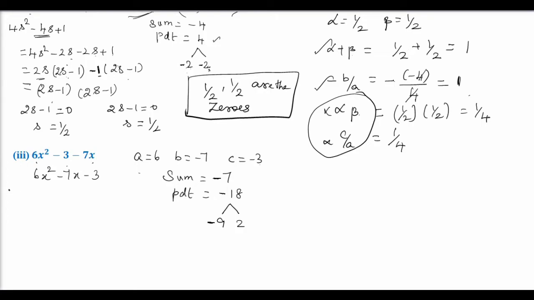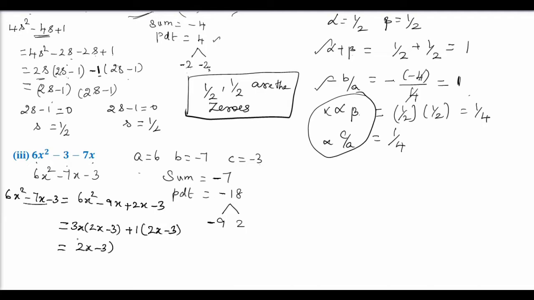Okay, now let's go to splitting the middle term. The middle term is minus 7x here. Let me split it as minus 9x plus 2x. So this is equal to, let me group the terms taking 3x common in the first two terms so that I get 2x minus 3. And from the next two terms there is no number common, so let me take just a plus 1 outside so that you get 2x minus 3. So here the common factor is 2x minus 3, so that the remaining factor will be 3x plus 1.